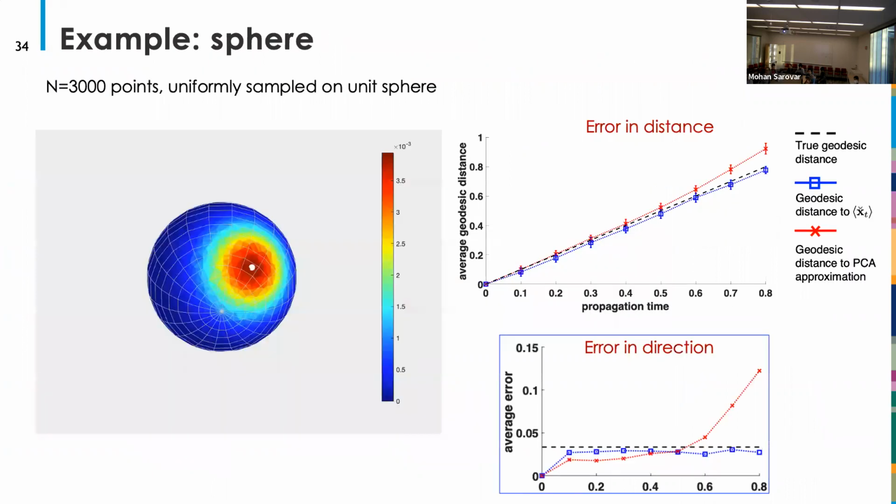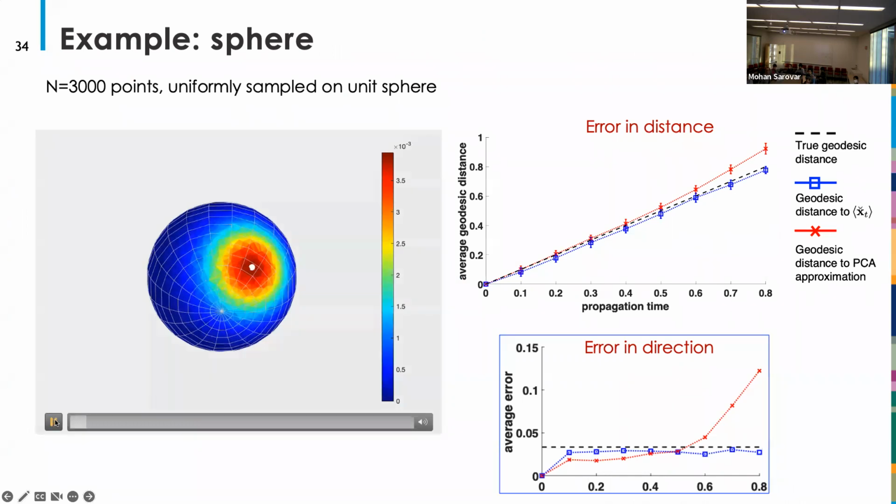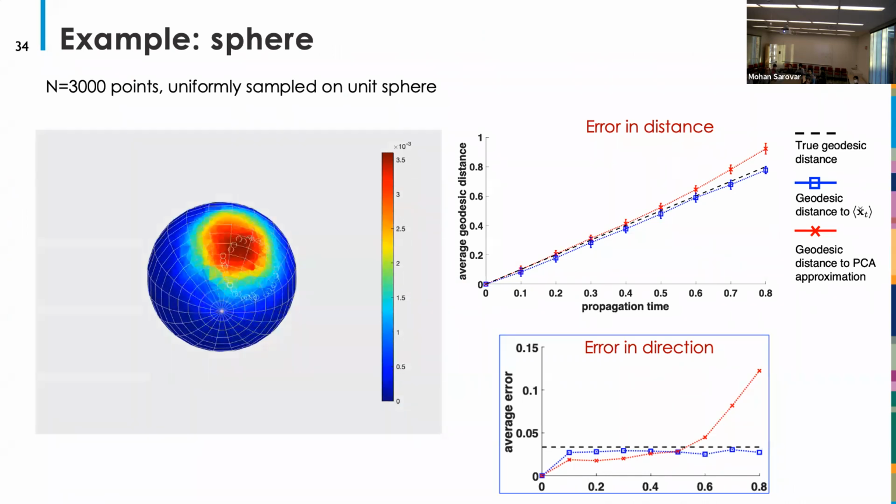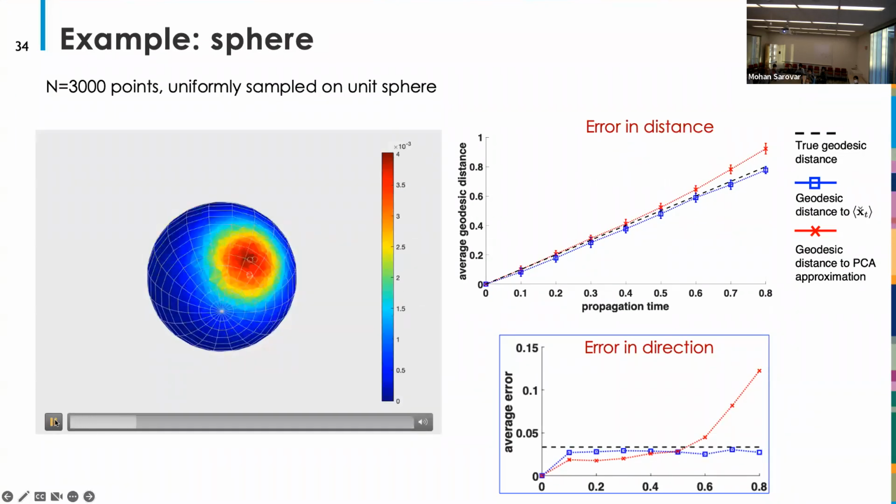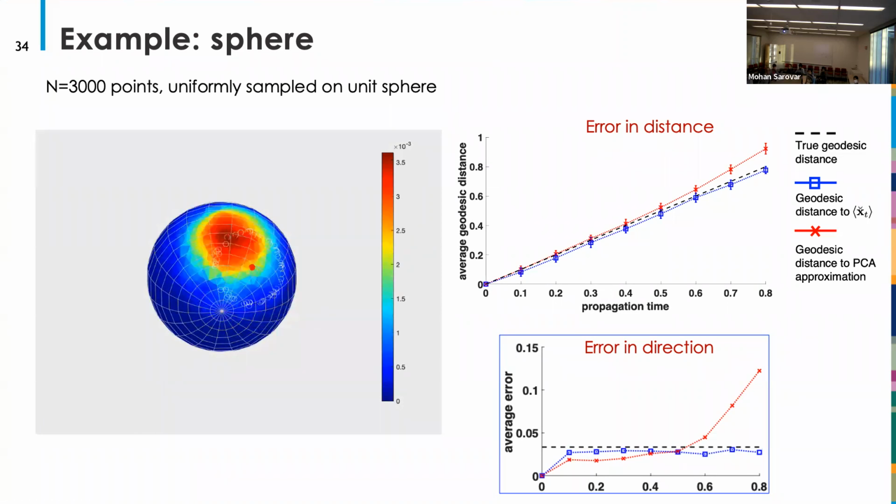Okay, so let me show you some. We've applied this to model data sets. That circle was the first example, but let me show you a sphere, the next more complicated manifold. This is a coherent state that's moving, with 3,000 points sampled uniformly on the sphere. You can see that it moves in some direction, and the white circles are the light cone. The point is that this coherent state is still concentrated on that light cone as it moves.